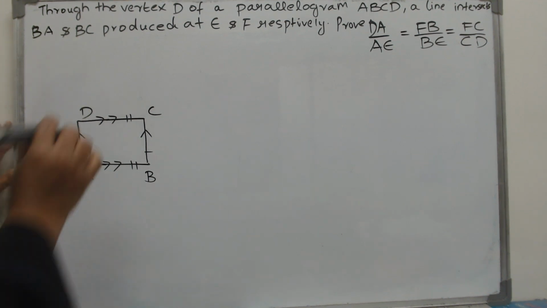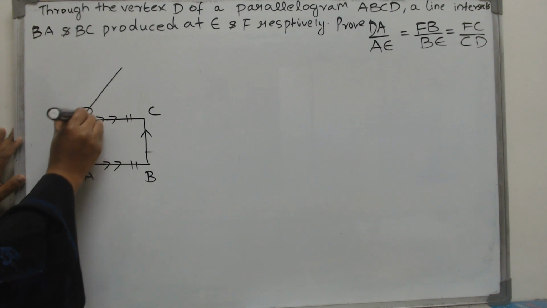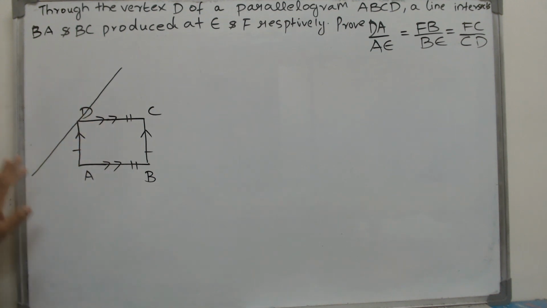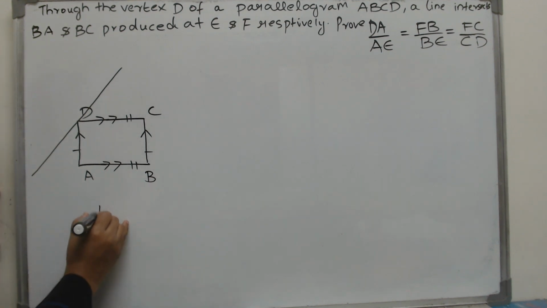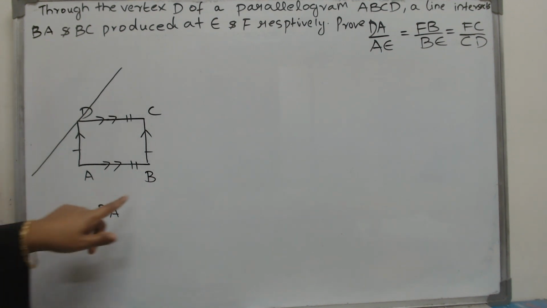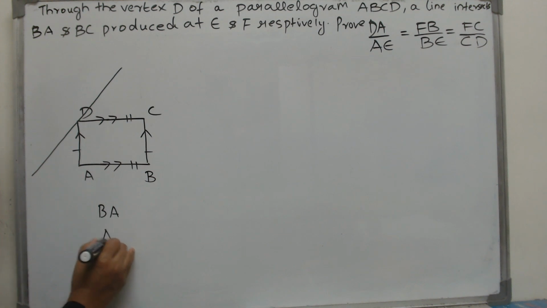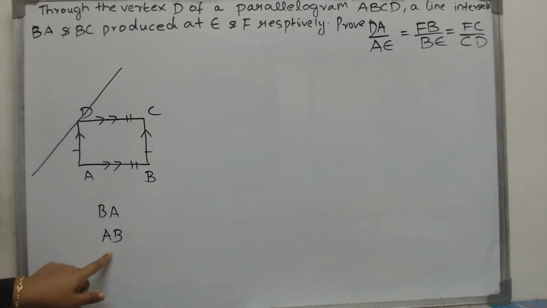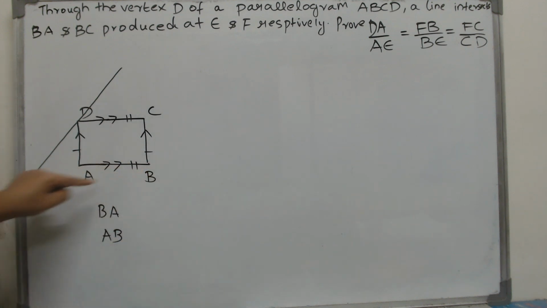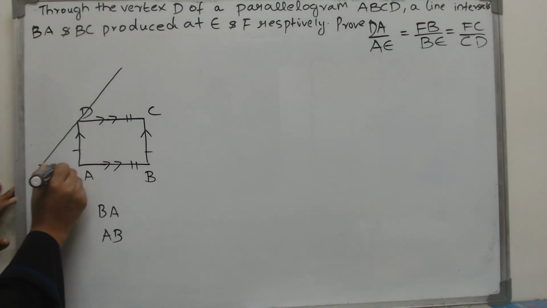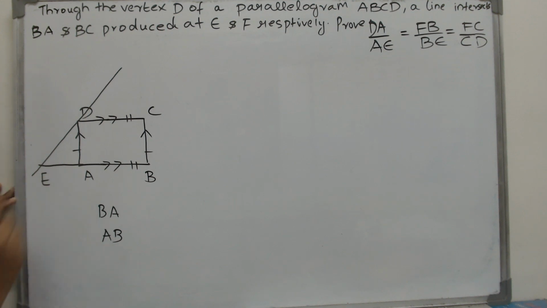What is it? There is a line passing through the vertex D. And what does this line do? It meets BA produced at E. Now remember, it is not AB produced. If it is AB, then the line will go in this direction. But it is BA produced, so it meets it at the point E.